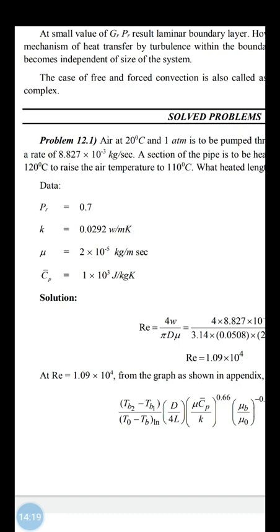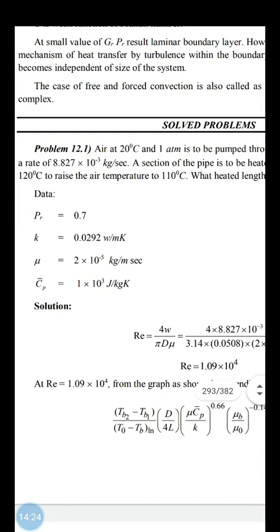Now we will discuss problem 12.1, where air at 20 degrees Celsius and 1 atmosphere is pumped through a straight pipe. The diameter of the pipe is given, at the rate of 8.8 times 10 raised to minus 3 kg per second. The flow rate is given. A section of the pipe is to be heated to an inside wall temperature of 120 degrees Celsius. The inside wall temperature is given, and it raises the temperature of the air to 110 degrees Celsius.